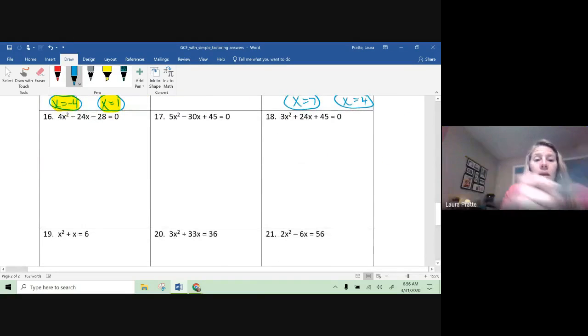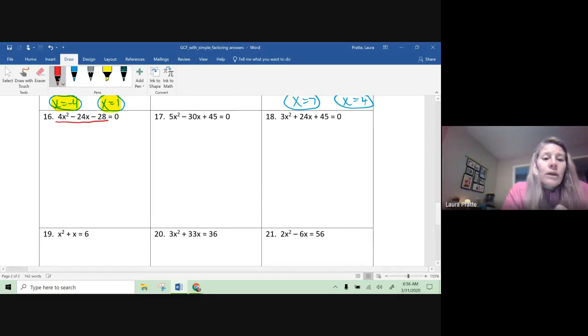All right, so then the next set's just a little bit more practice with these same types of problems here. So this one, we have the 4 in the front. So we divide out that 4, leaving us with x squared minus 6x minus 7. And then we go ahead and continue factoring that problem.